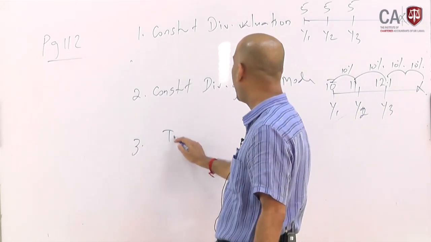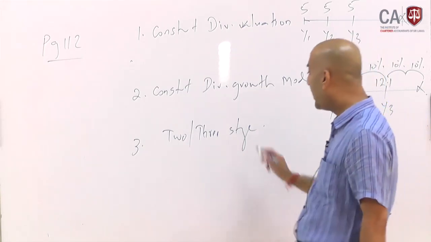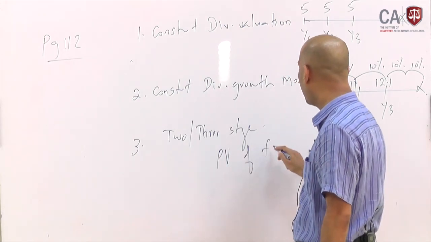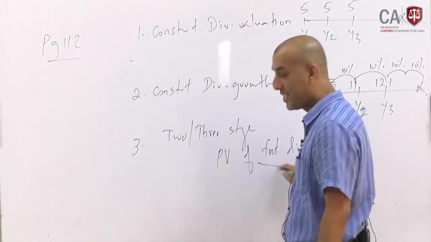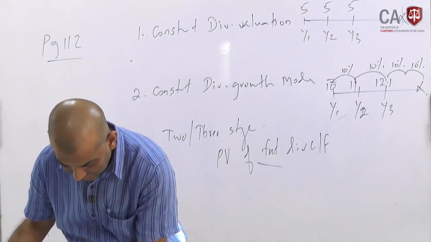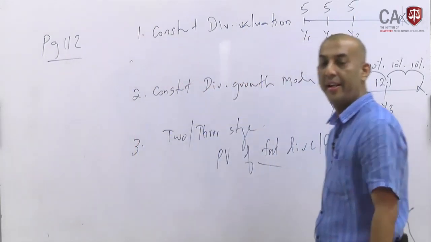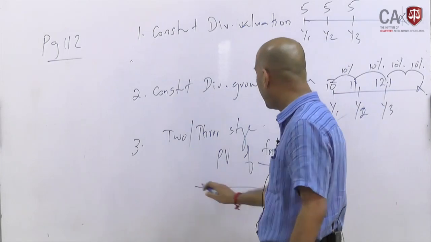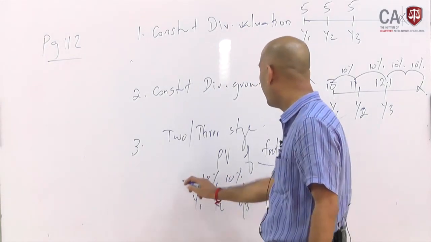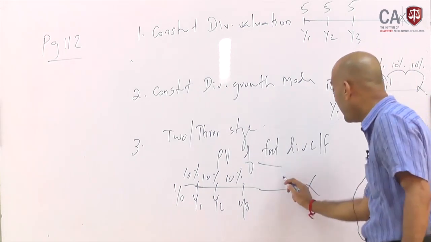Third is the two or three stage valuation model. Here we will value the company using simple logic, present value of future dividend cash flow. You can take page number 113. There is an example where you can see that the dividend growth can be different for different periods. For example, you might say 10% growth for year 1, year 2, year 3, from year 0. After that, till an infinite period, you will have 5% growth.